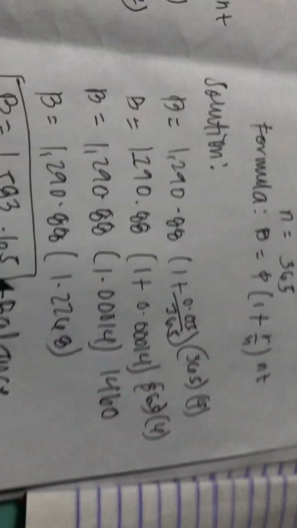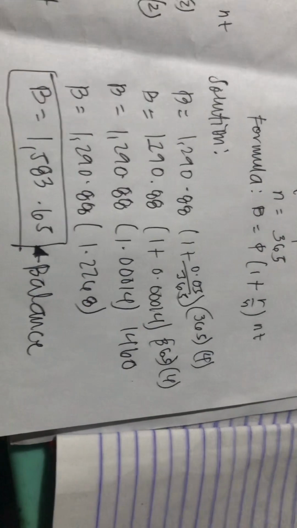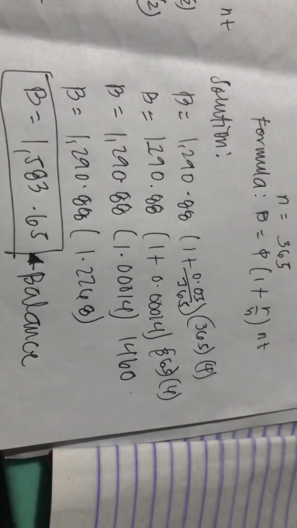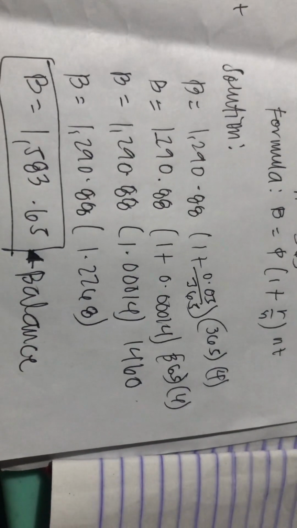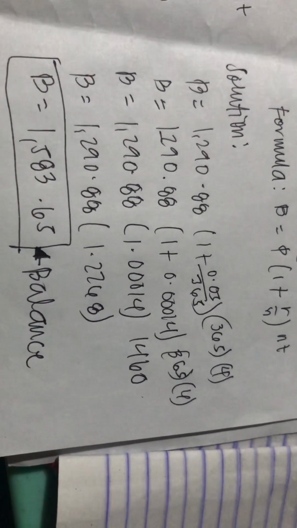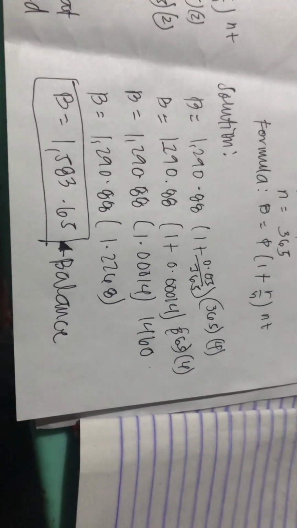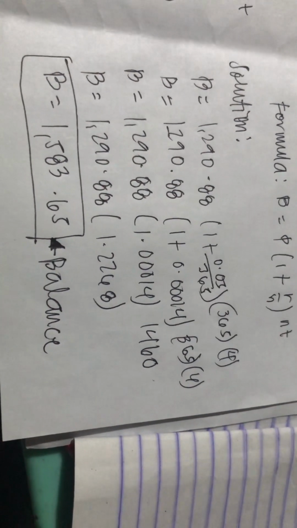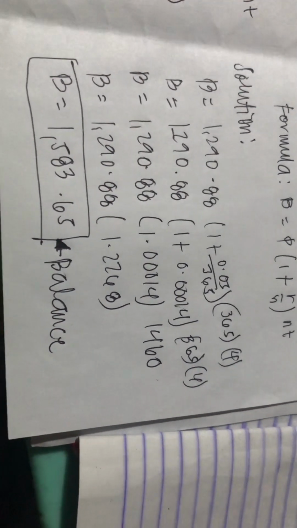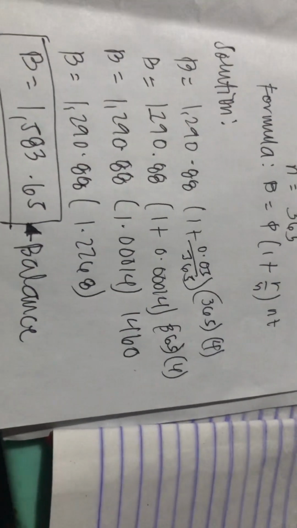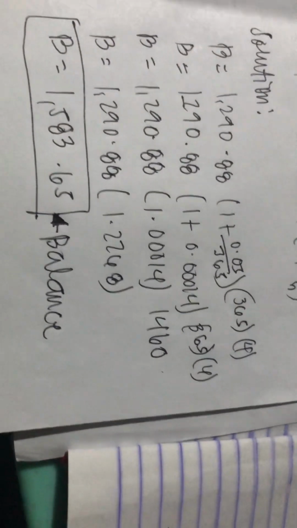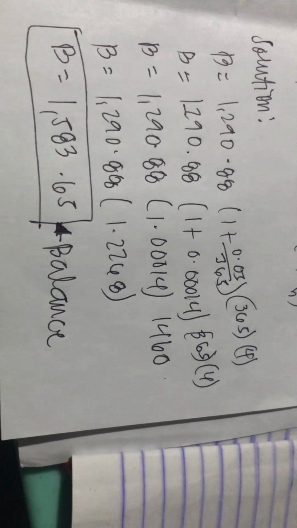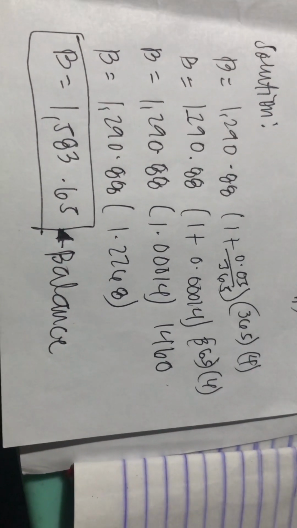So the solution here is just copy also the principal, 1,290.88, then so on, copy the rate over the years, then in order to get the answer, just multiply so that you can get the answer. The answer here is 1,583.65, the balance.